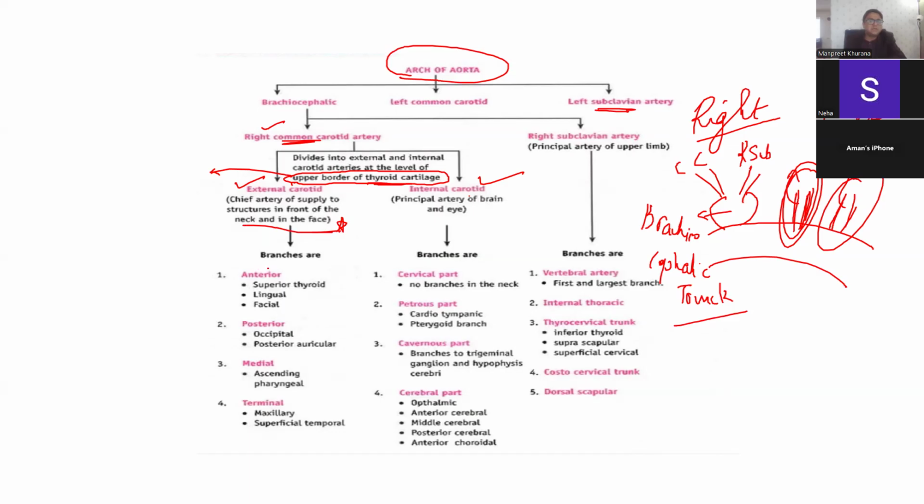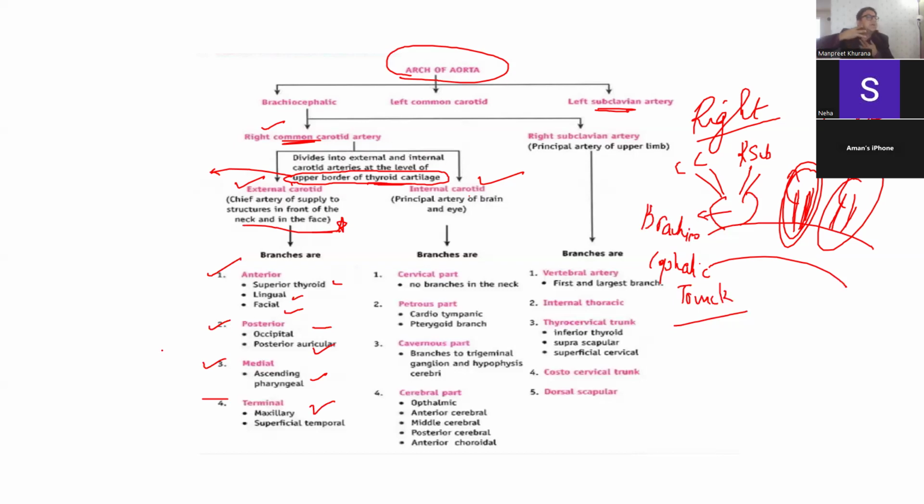The various branches of the external carotid artery are: anteriorly, we have superior thyroid, lingual, facial. Posteriorly, we have occipital and posterior auricular. Medially, we have ascending pharyngeal. And terminally, we have maxillary and superficial temporal. If you are able to see my face, I'll show you a trick to remember these external carotid artery branches.